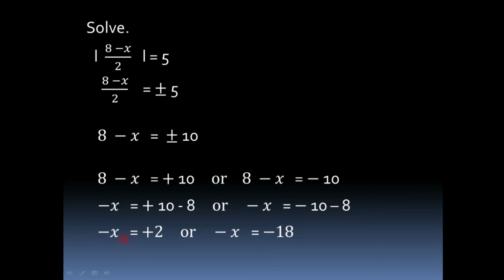If we change the signs of each term in this equation, minus x will become plus x and plus 2 will become minus 2. That is, x is equal to minus 2 or x is equal to 18. These are the two values for the given expression: x is equal to minus 2 or x is equal to 18. This is how we can solve some examples based on the modulus.